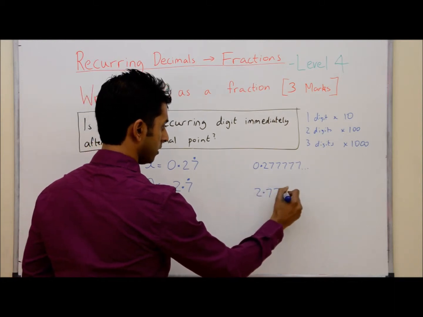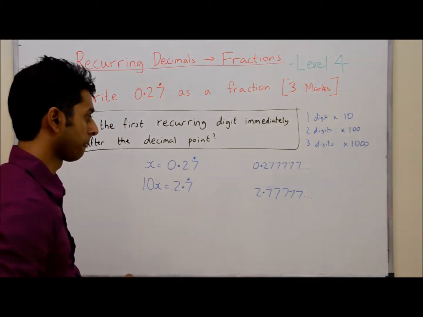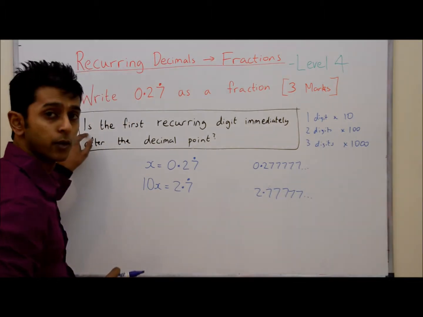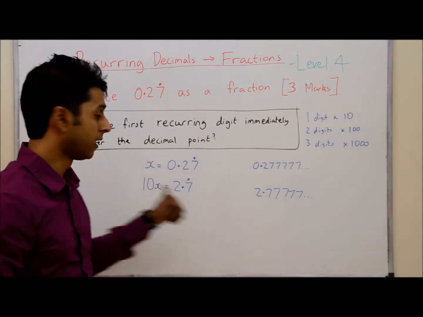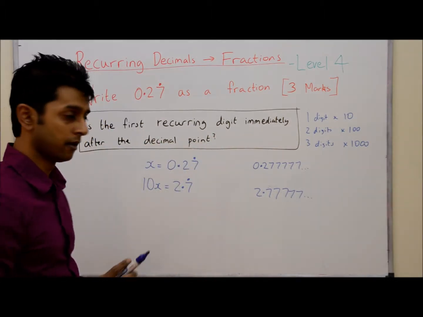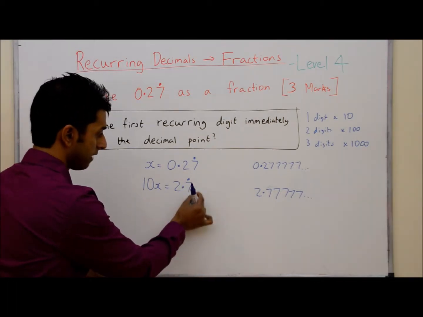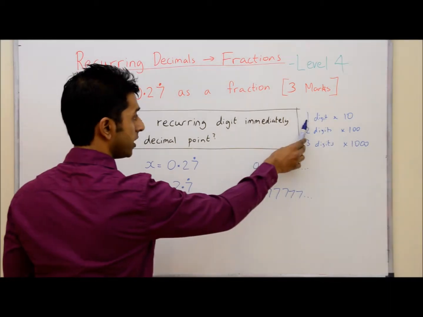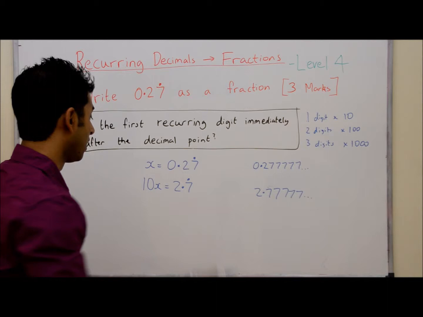So on your calculator, that's what it would look like. So it's 2.7 recurring. Now we ask ourselves this question again: is the first recurring digit immediately after the decimal point? The answer is now yes. The next question we ask is how many digits are repeating? Well, here it's just a 7, 7, 7. So it's one digit, therefore we need to times by 10. So we actually need to times through by 10 again.